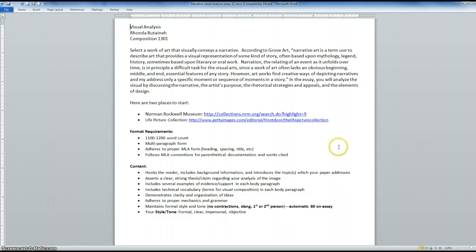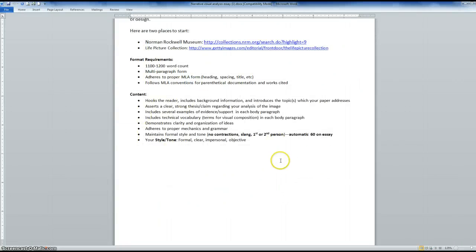Here are the requirements. It should be 1100 word count minimum. It should have paragraphs, MLA heading. And if you cite anything or paraphrase anything or refer to anything, you need to have a works cited page. So you would definitely need to have that, because we need to cite the image that you're referring to.